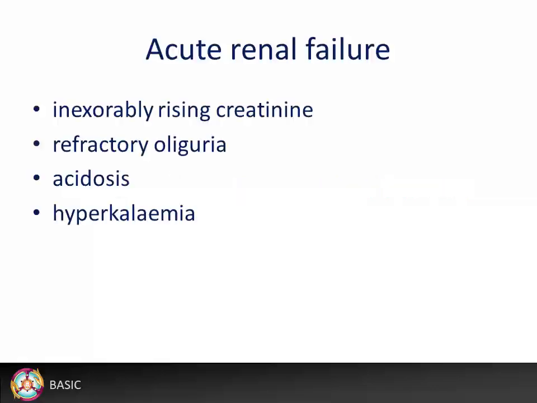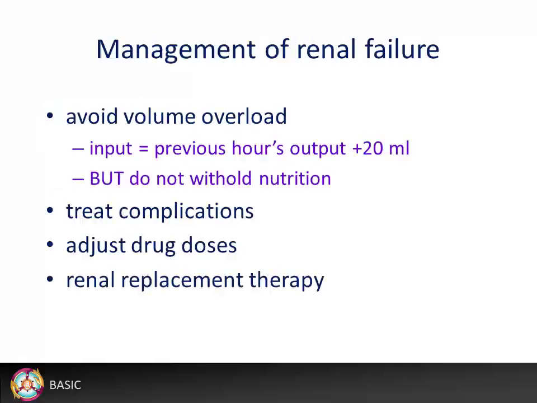Established renal failure is indicated by the features shown here. Once the patient has established acute renal failure, management should focus on avoidance of volume overload, treatment of complications, adjustment of drug doses, and renal replacement therapy. Restrict fluids to the previous hour's urine output plus insensible loss, but do not withhold nutrition if it is indicated.